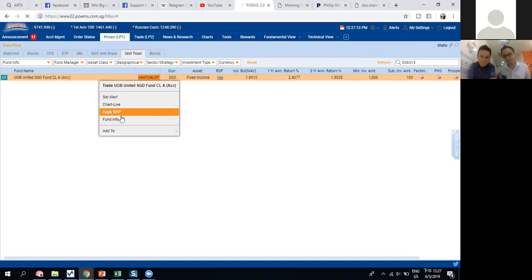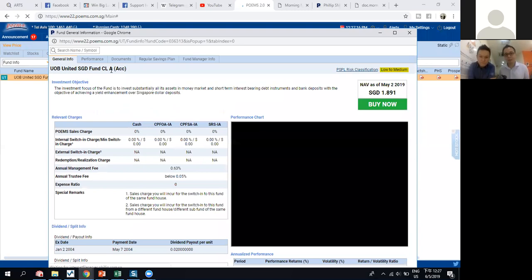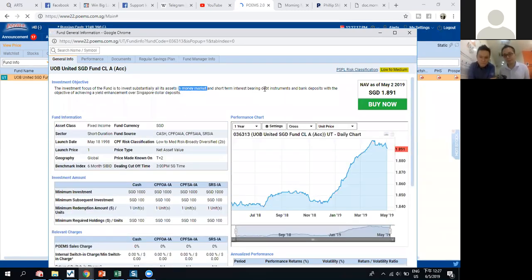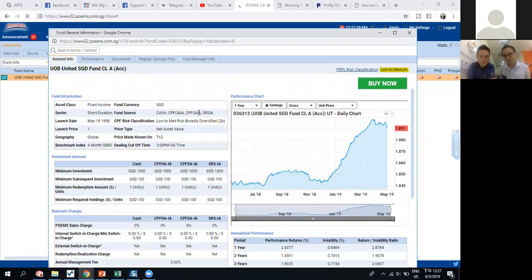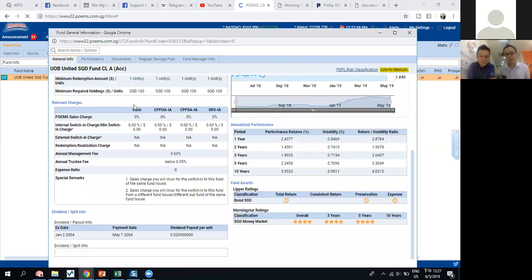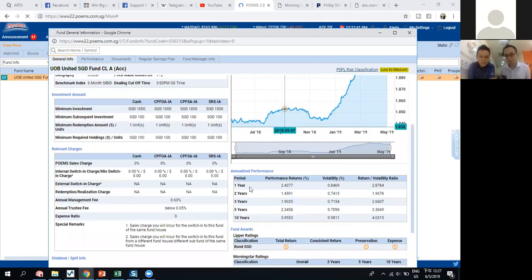To find out more, we can go to the fund info. Basically, money market and short-term interest-bearing debt instruments and bank deposits. That's the asset class it goes into. It is so safe that even CPF SA is allowed for investment into this fund, but we wouldn't recommend it. Your SA earns 4%, whereas you should actually just use your cash. If you look at some of the past metrics, the fund has delivered well better than FD returns. So this is really an alternative to fixed deposits. The returns have been hovering around 2 to 3%.